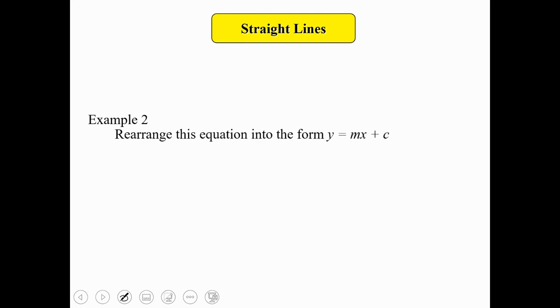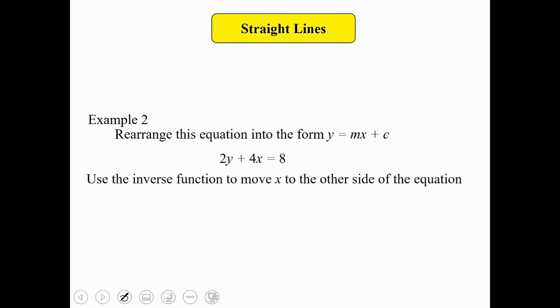Example number 2. Rearrange this in the form y is equal to mx plus c. So this one here, 2y plus 4x is equal to 8. So what can we do? It says use the inverse function to move the x to the other side. So we can subtract 4x from both sides. That would leave me with 2y is equal to 8 minus 4x. Do you see that? Now it's almost similar to y is equal to mx plus c, but I need to get rid of that 2 in front of the y.